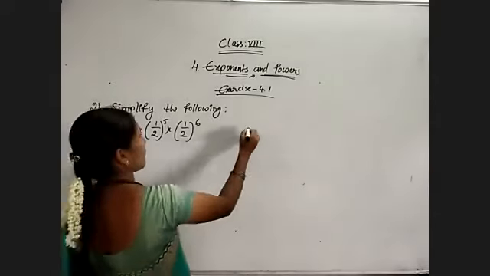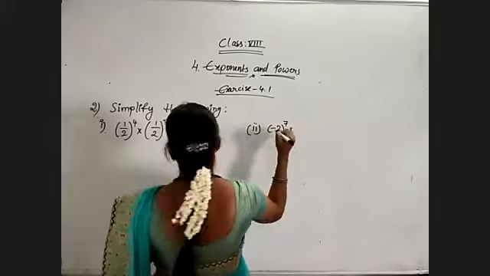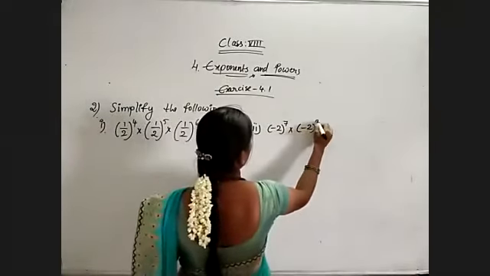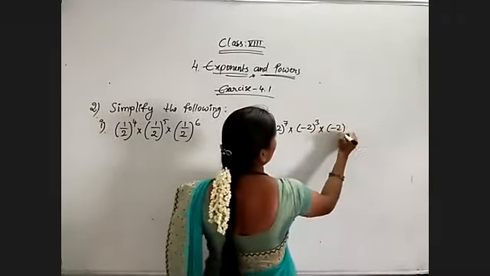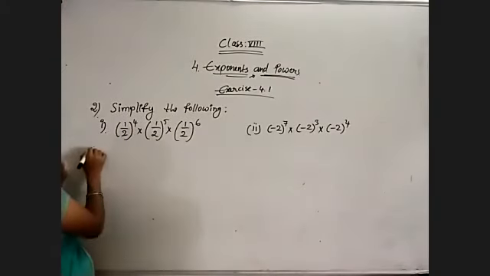And the second problem given: (-2)^7 into (-2)^3, that is (-2)^3 into (-2)^4. Like this, two questions are given. Now let me first observe the first problem.